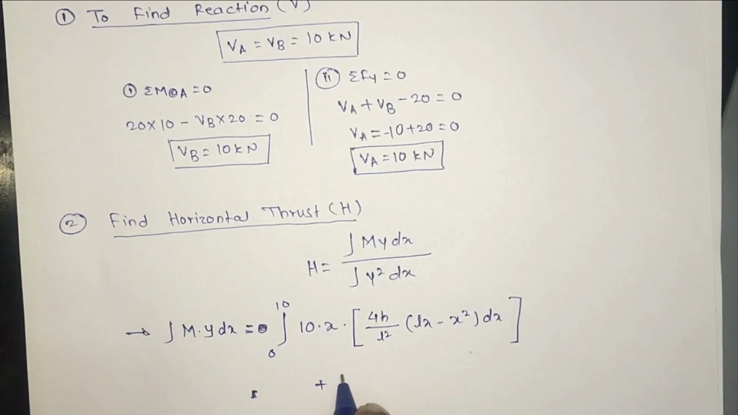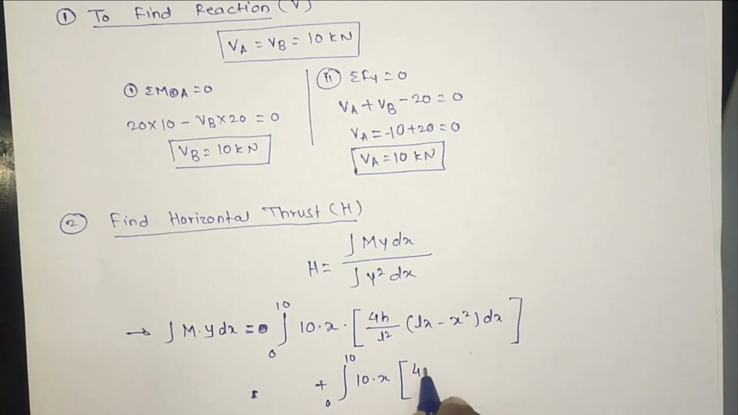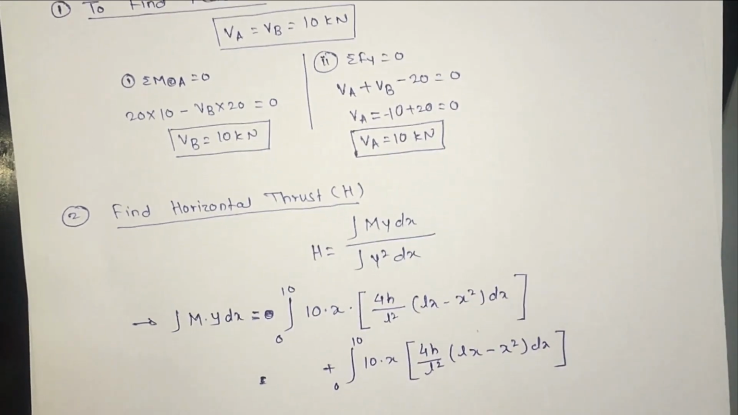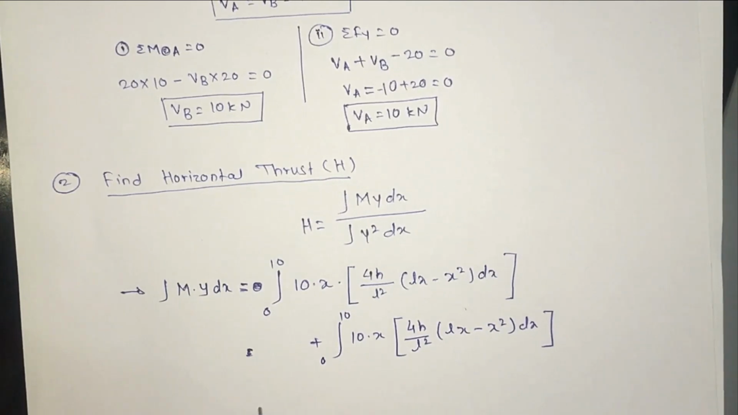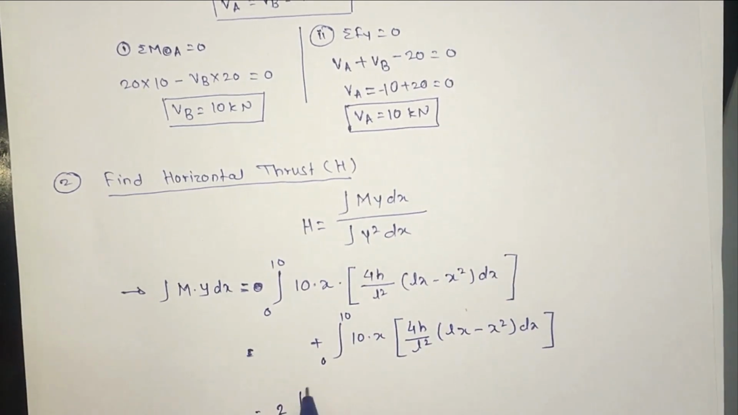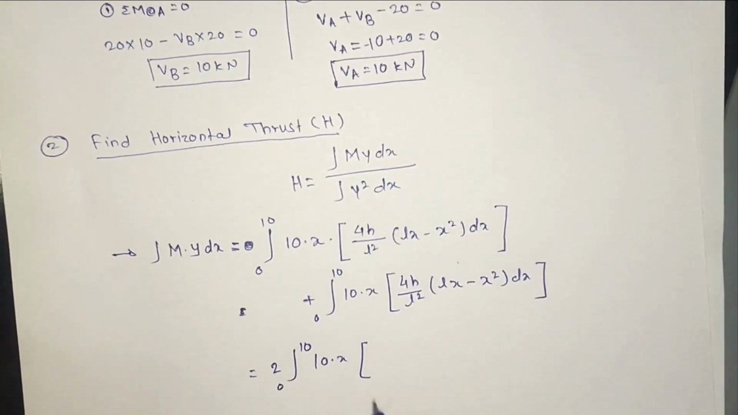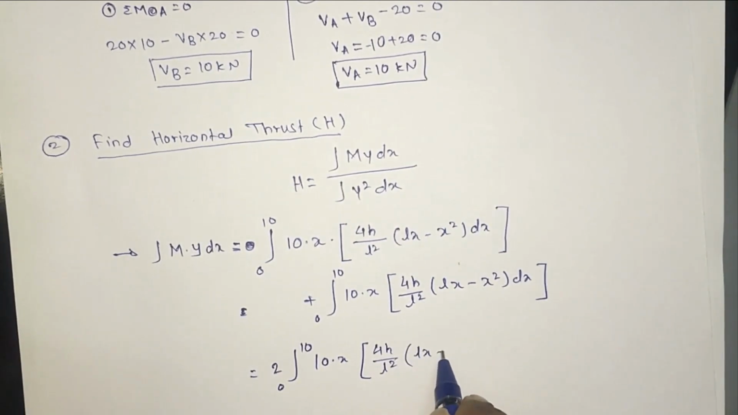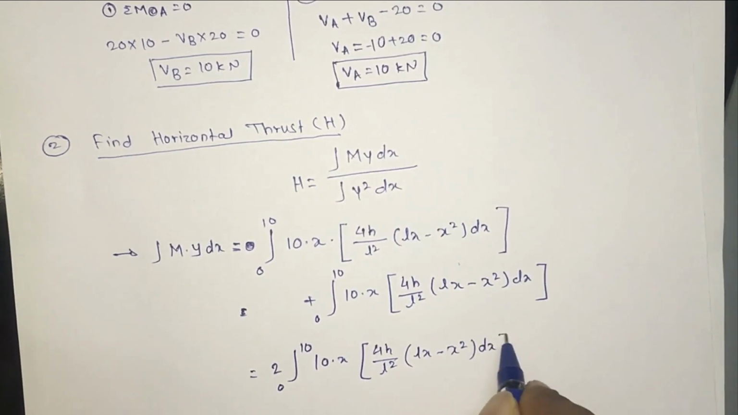Now we have to take the same moment, that is plus integration of 0 to 10 of x into 4h divided by L square into (Lx minus x square) dx. Okay, so we will solve this equation. Here this part and this part are similar, so we can write this as 2 into integration of 0 to 10 of x into 4h divided by L square into (Lx minus x square) dx.